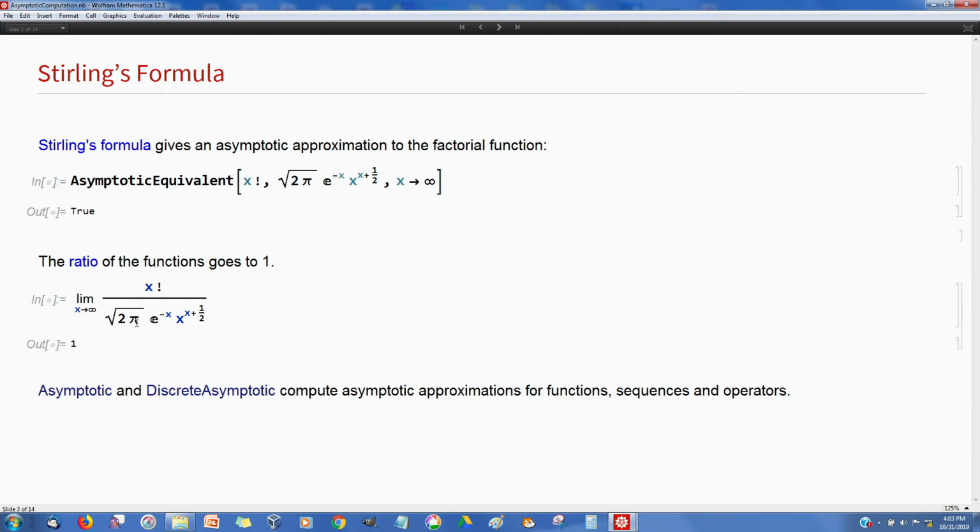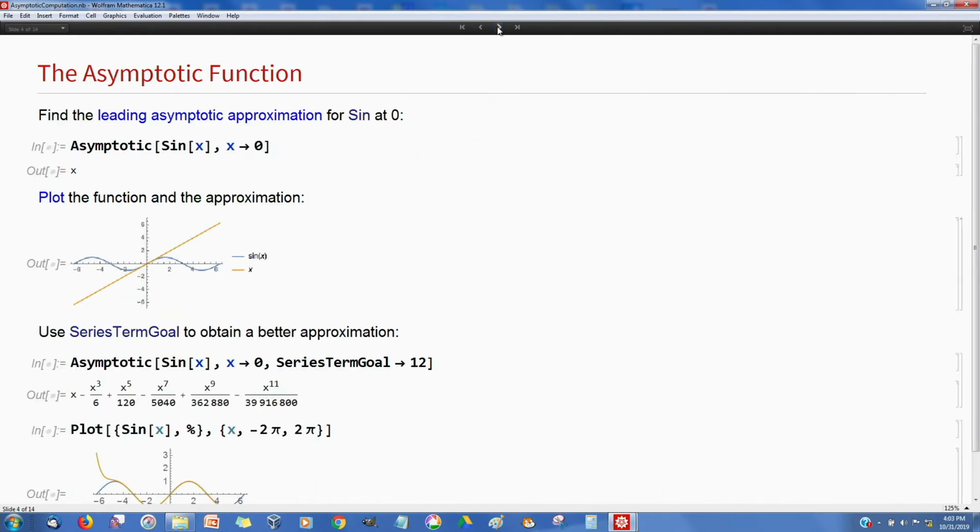So we have two new functions, asymptotic and discrete asymptotic, which compute the asymptotic approximation for functions, sequences, and operators in the most general sense. So that's the goal for this talk. So let's begin with asymptotic.